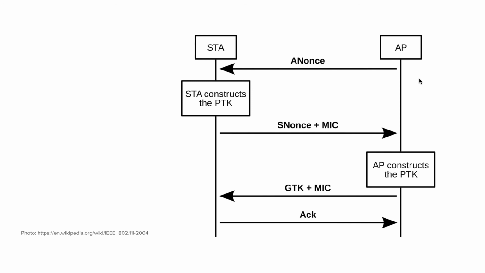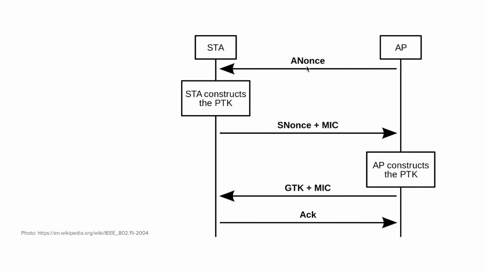So what the router will do is it will make up a random number. I think it's a 256-bit number, and it will encrypt that and send it in an ANonce. What that stands for is A is for AP, so that's the access point.